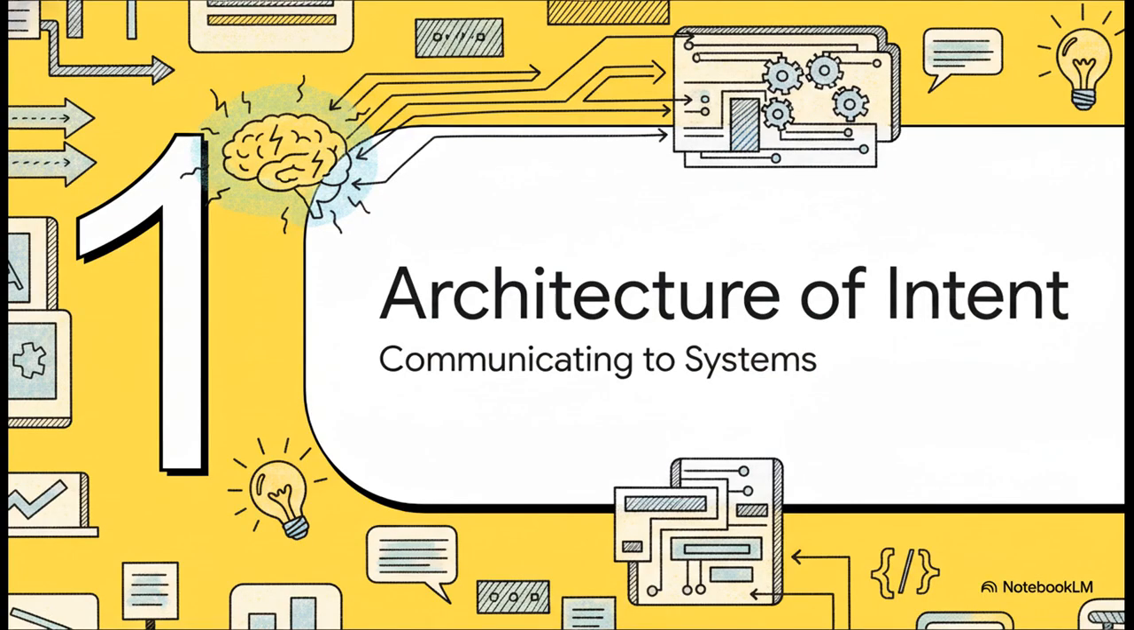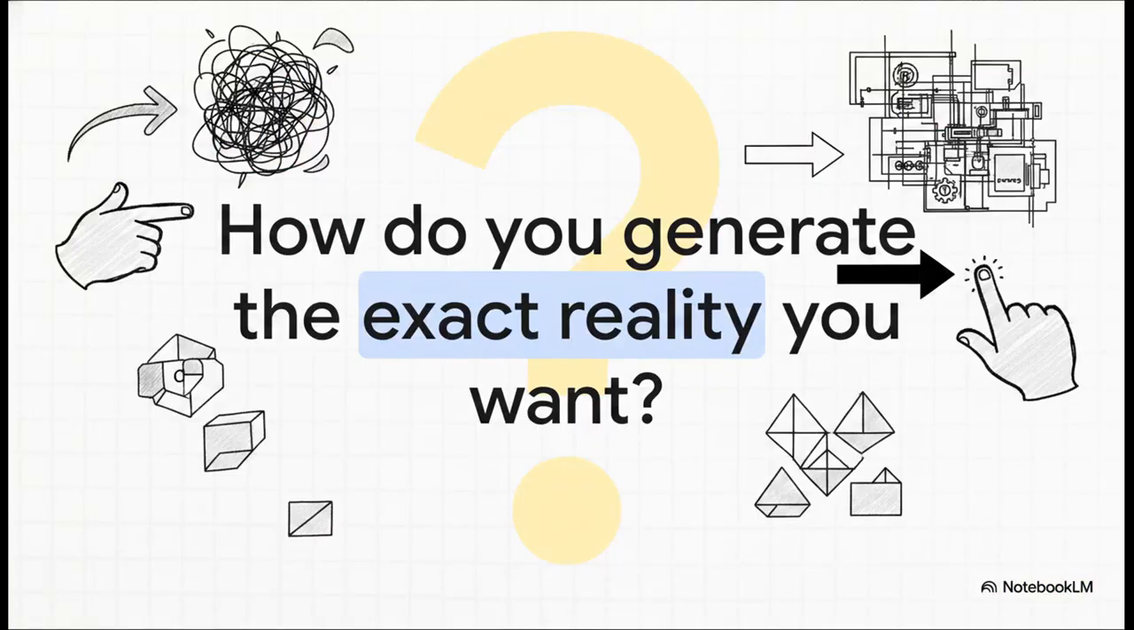Section 1. The architecture of intent. We're starting right at the foundation of how we express what we want to unpredictable entities. So how do you actually generate the exact reality you want? This is kind of the holy grail, right? Because whether you're trying to coax a specific answer out of a machine learning model, or even trying to close out a messy chapter in your own life, vague instructions are going to give you chaotic, messy results every single time. You can't just wave your hands and hope for the best. You really have to architect it.